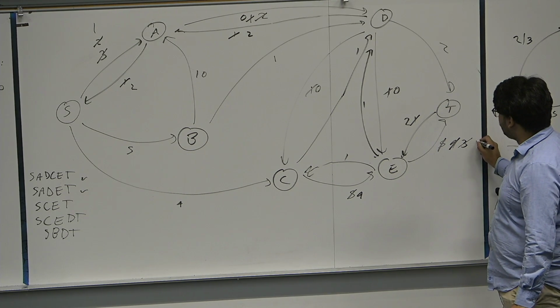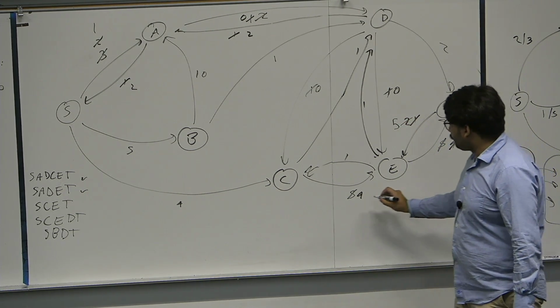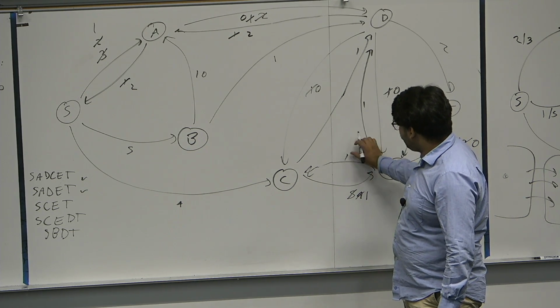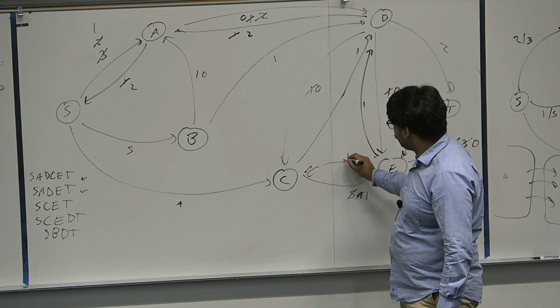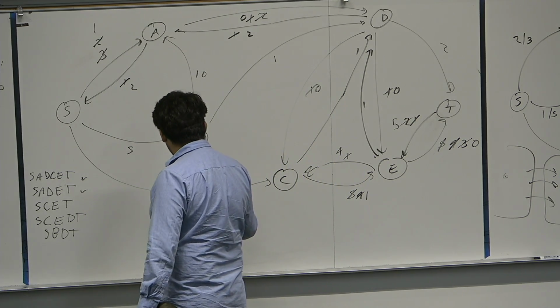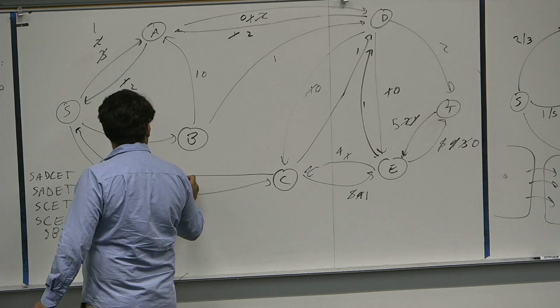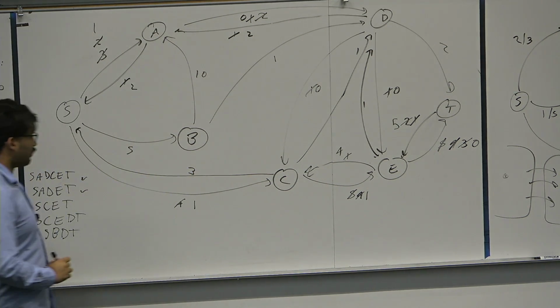So this is going to become 0. This becomes 5. This becomes 1. This becomes 4. This becomes 1. And this becomes 3. Okay?